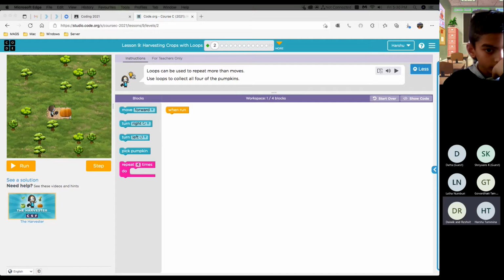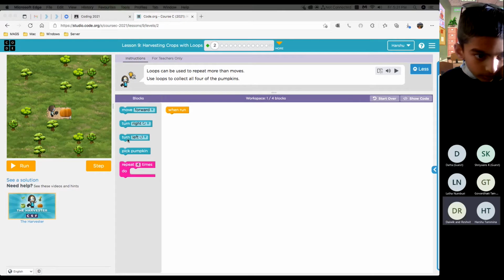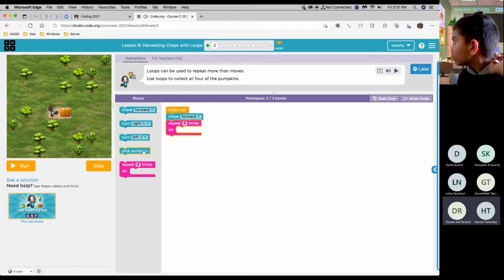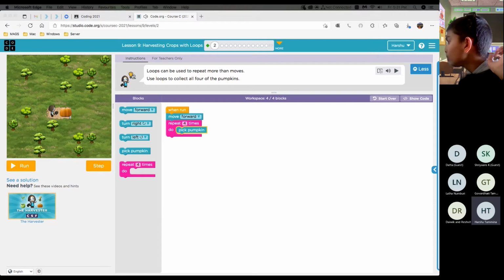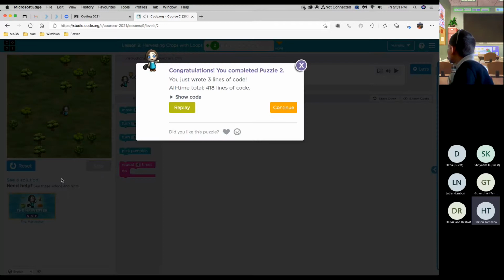So, lesson. Loops can be used to repeat more than moves. Use loops to collect all four of the pineapples. Move forward. Repeat. Yep, repeat four times. Pick up pumpkin. Does everybody think that's correct? Yes. Okay, let's try it. That's correct. Good job.